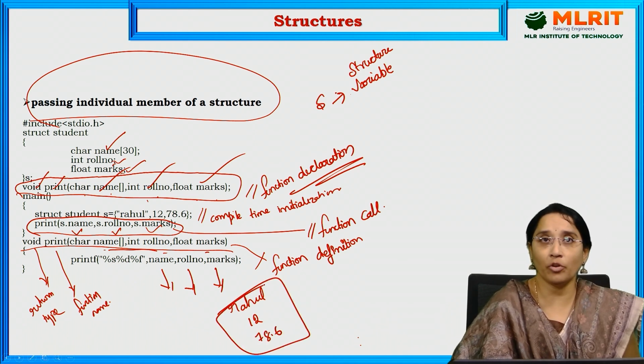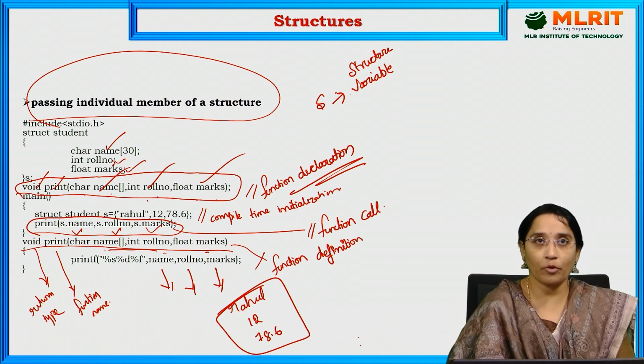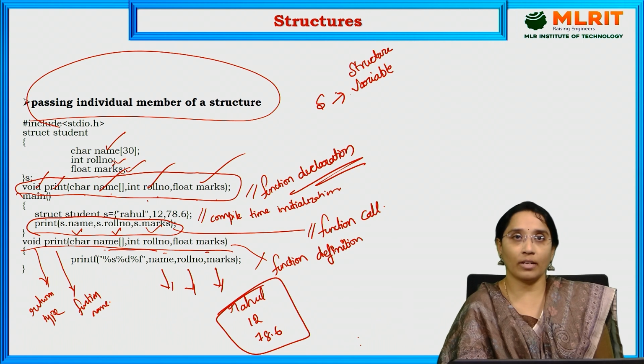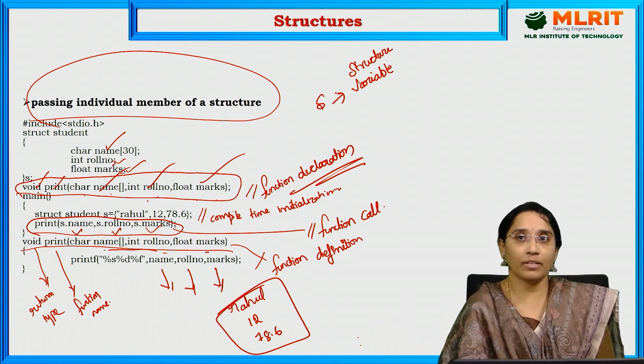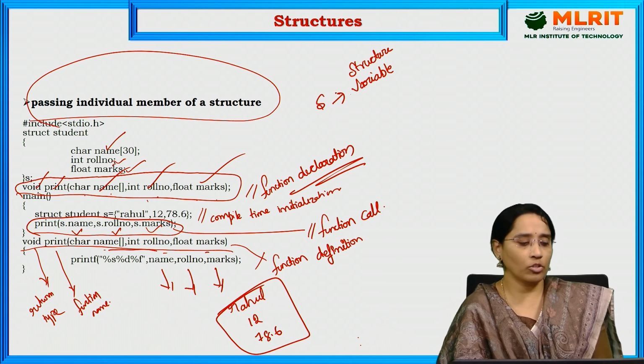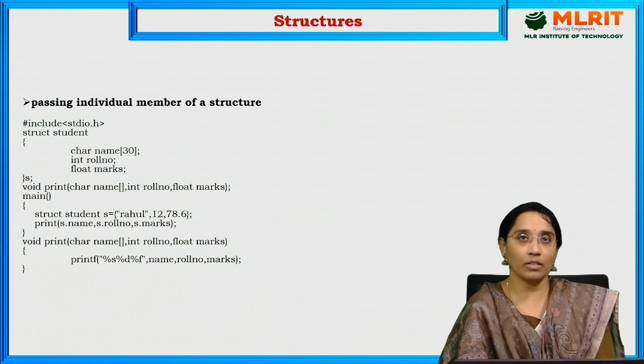So, you have to know how to pass the individual member of a structure. Here the members are name, roll number and marks. You simply pass them as the parameters in the function declaration. And if you have a structure variable, s dot roll number, s dot name and s dot marks, you can directly use them in the function call. So, this is one way of passing individual members of a structure to functions.